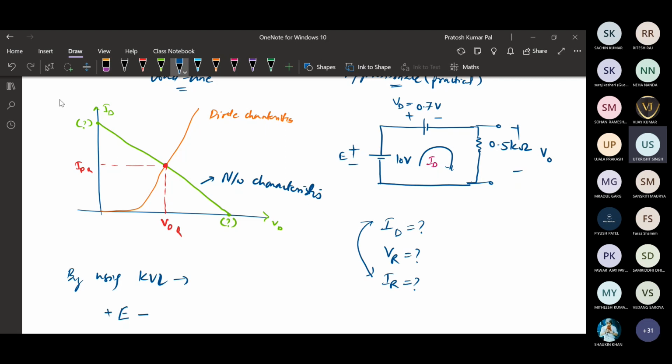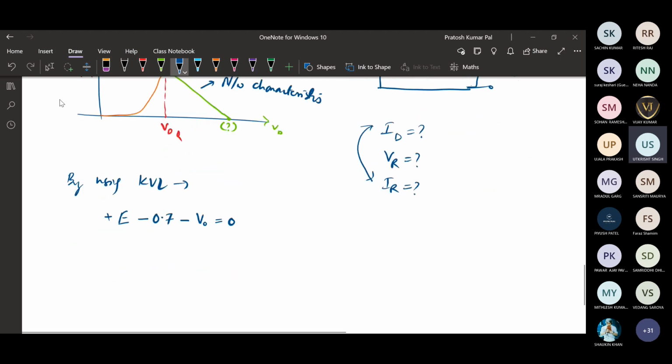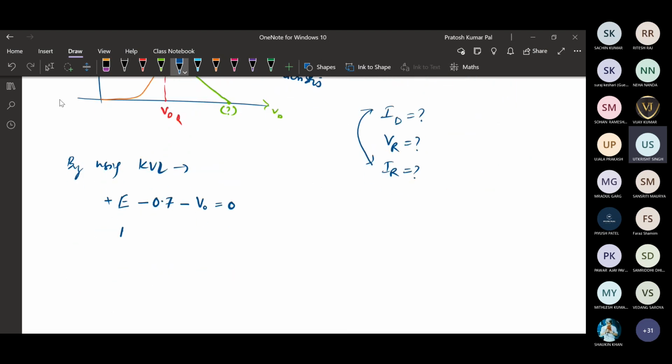Next, this component is there. The exiting sign is negative, so we write negative 0.7. Then the resistor is there. This is positive and this is negative, so the exiting sign is negative. So we write the negative voltage drop across this resistor, which is nothing but the V out, equal to 0. So E is 10 volt minus 0.7 minus V0 equals 0. That means V0, the output voltage, will be equal to 9.3 volt.